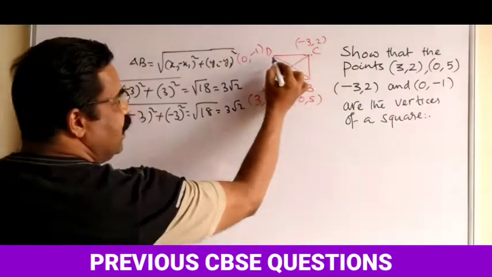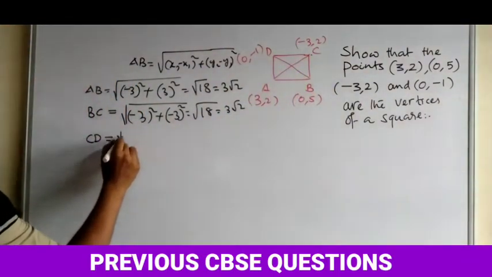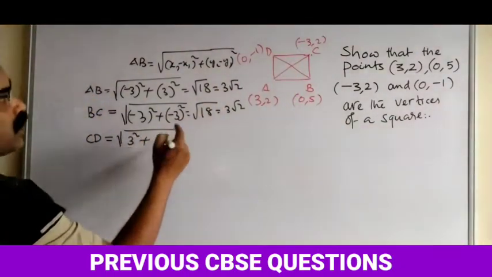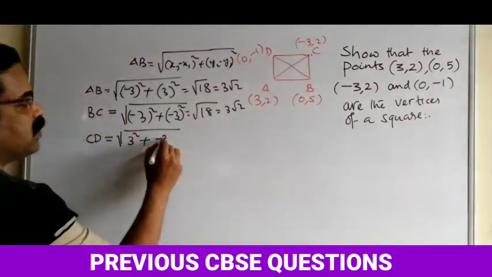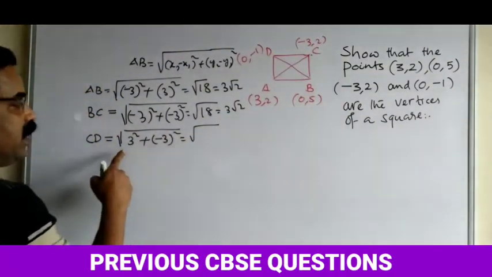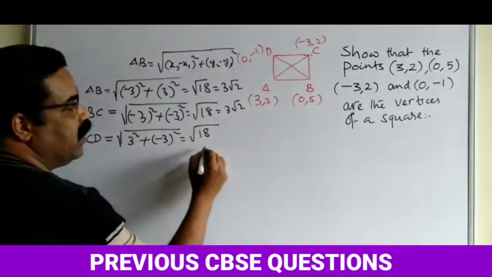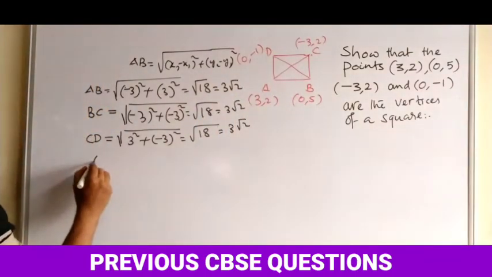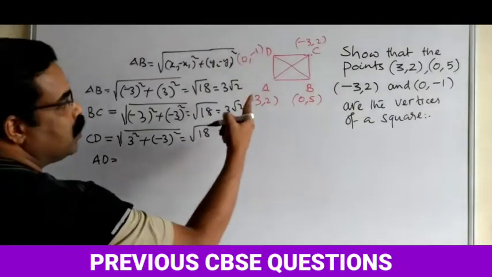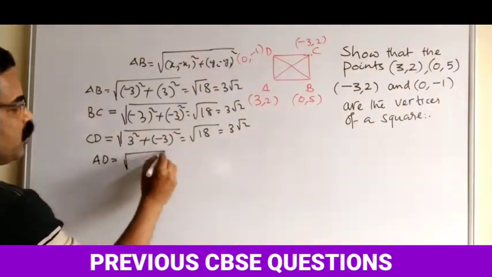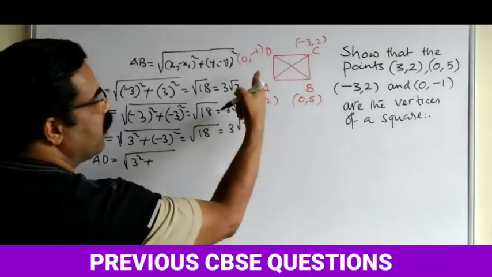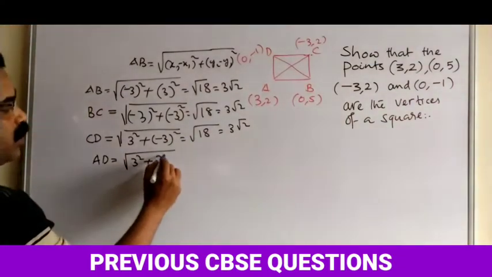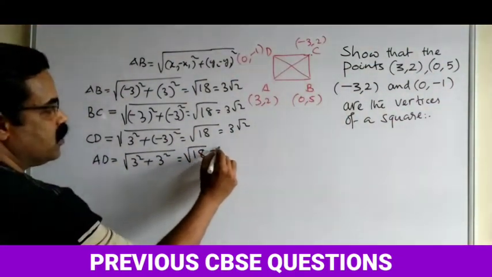Let us find out this side, CD. CD is equal to under root (x2 minus x1) all square, 0 minus minus 3, 3 square, plus (minus 1 minus 2), minus 3 square. So again we found that 3 square plus 3 square, 18, so 3 root 2. And the last, AD. AD is equal to under root 3 square, plus (y2 minus y1) all square, 2 minus minus 1, that is 2 plus 1, 3 square. So again we found that it is 18, so 3 root 2.